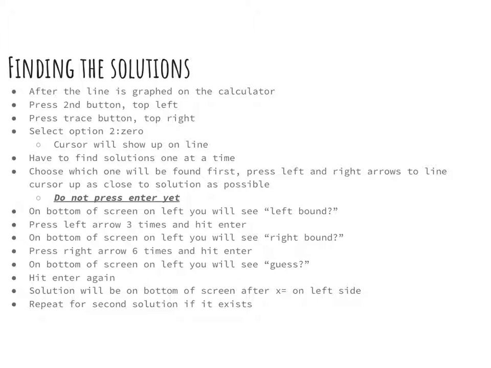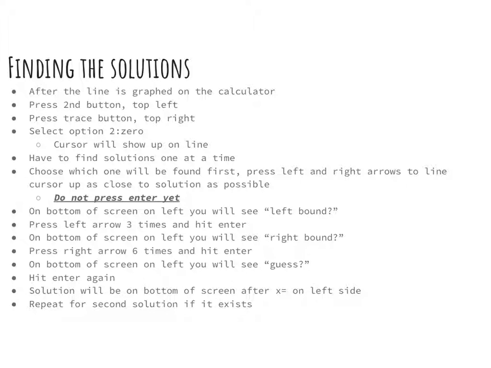And we have to find our solutions one at a time. So pick whichever one you want to find first, and then we're going to use the left and right arrows to line our cursor up as close as we can to that solution as possible, but we're not going to press enter, so just line it up. Once you have it lined up, on the bottom of the screen on the left side, you're going to see the question left bound. So you're going to press the left arrow 3 times and hit enter. You'll notice that once you hit enter, in that same spot on the bottom left, it changes to right bound. So now you're going to hit the right arrow 6 times and then hit enter again.